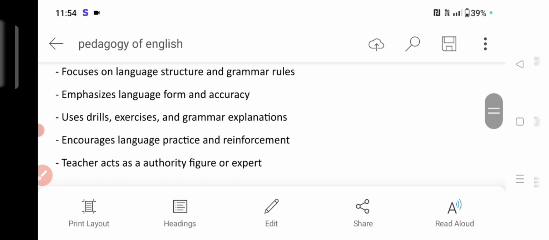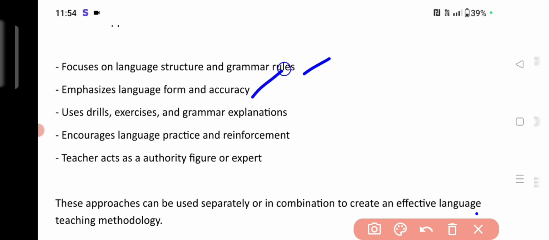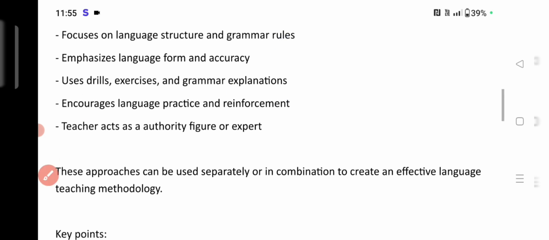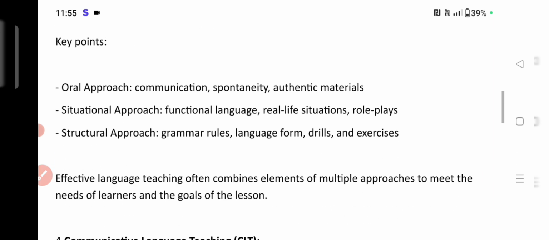Structural approach, in that structure, so the language structure and the grammar rules. So they emphasize language accuracy, using drills, exercises and grammar explanation. It encourages language practice and reinforcement, and the teacher acts as the authority figure or expert. So to conclude, these approaches can be used separately or combined to create an effective language teaching methodology.